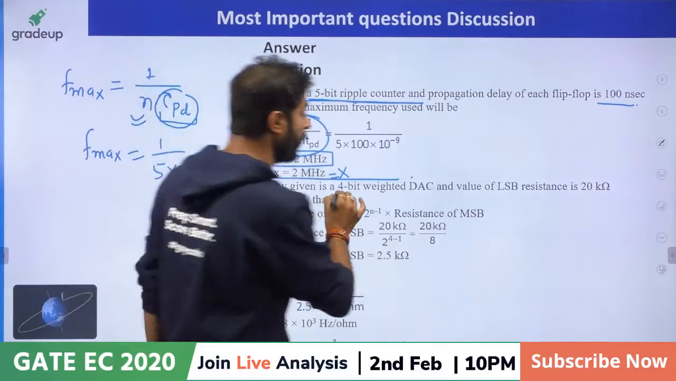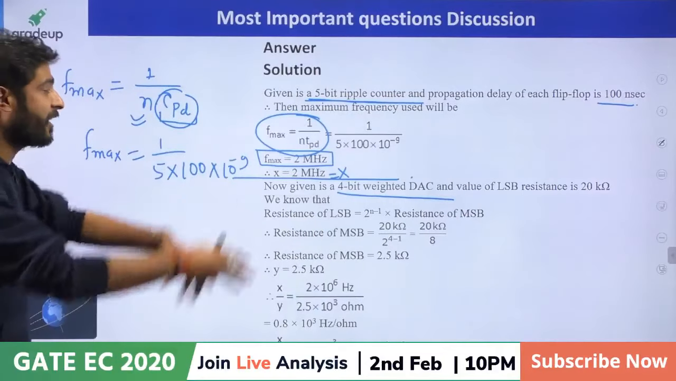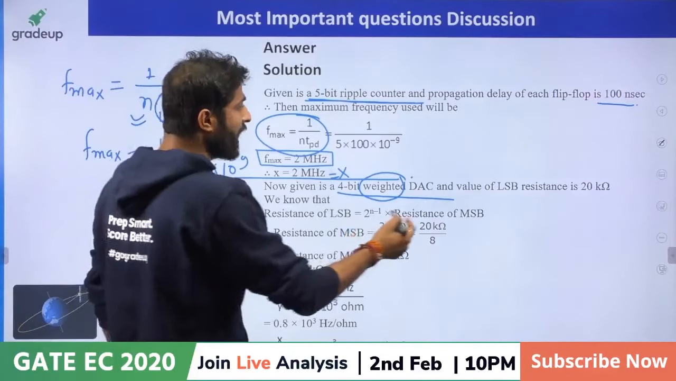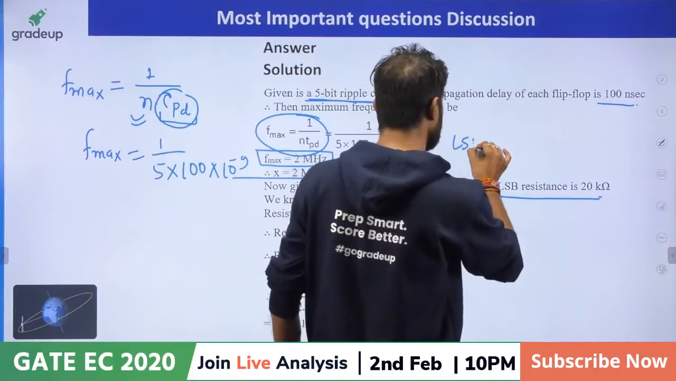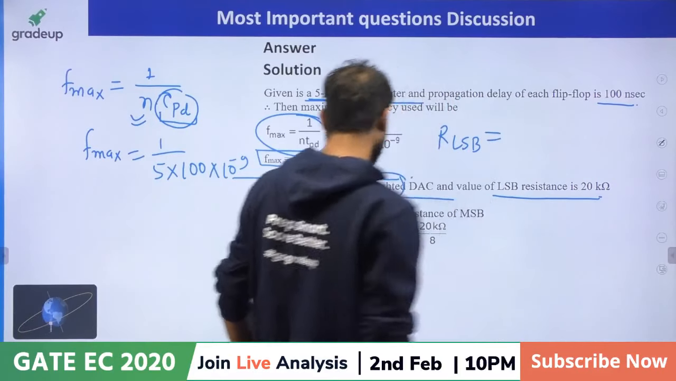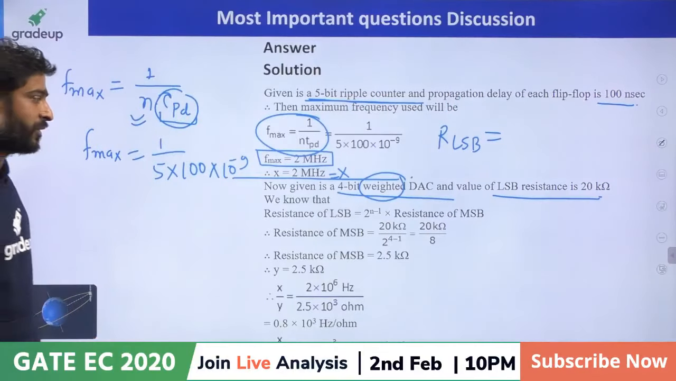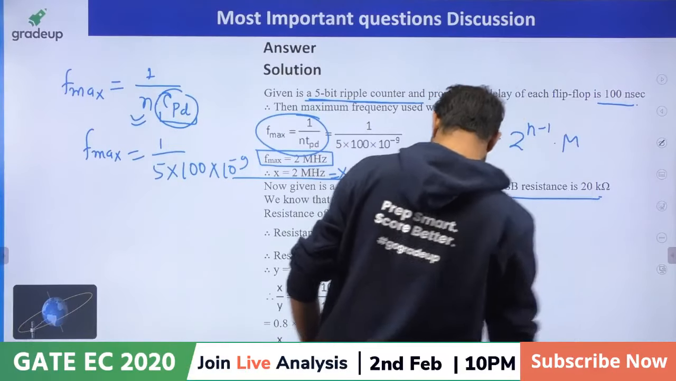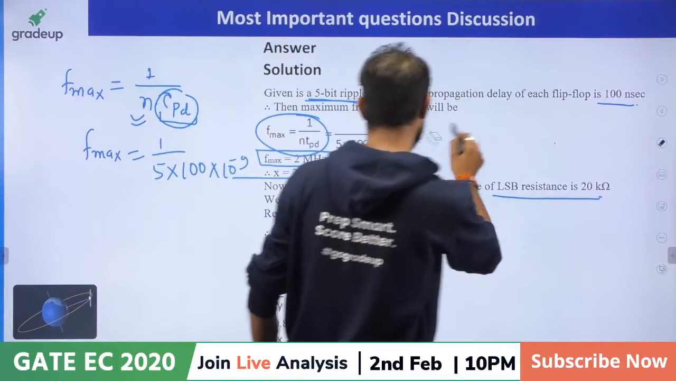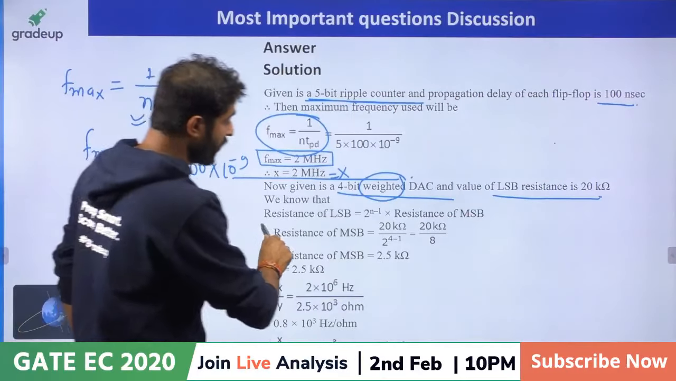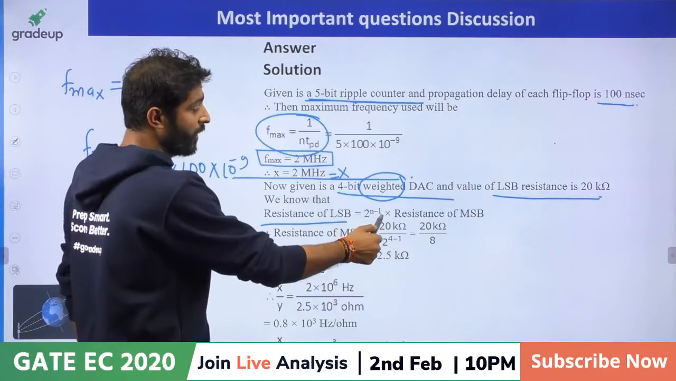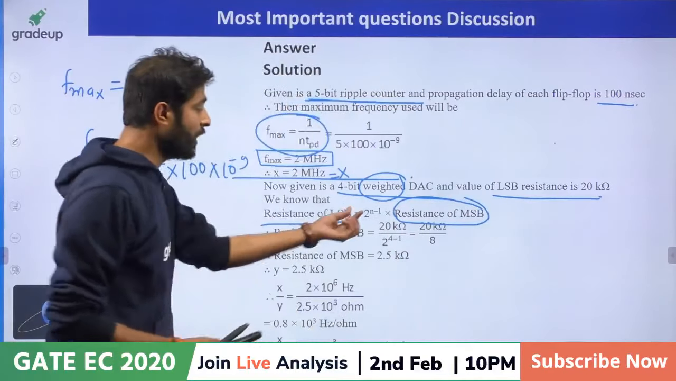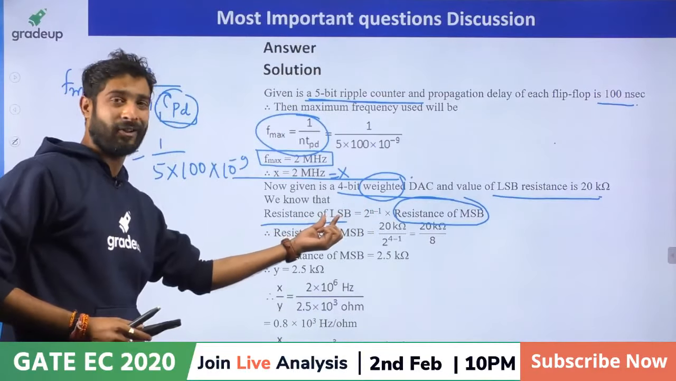Now the second part: 4-bit DAC, digital to analog converter, of the weighted type, right? The LSB resistance is given, and if you want to find the MSB resistance, it is just the LSB resistance divided by 2 raised to power n minus 1. The resistance of LSB is 2 raised to power n minus 1 into the resistance of MSB, but we have to find the resistance of MSB. So we divide the LSB resistance by 2 raised to power n minus 1.